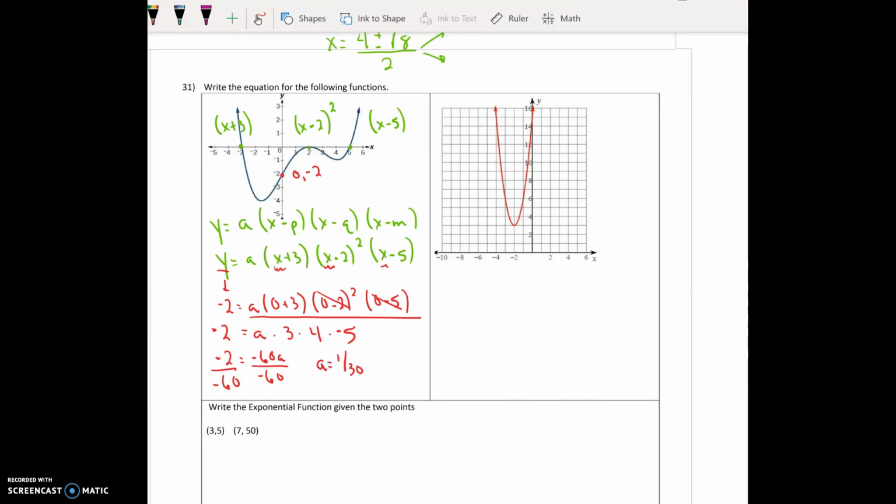And now we can write the equation. The equation is going to be y equals a, and then putting my factors back in, x plus 3, x minus 2 squared, and x minus 5. If you actually go to your graphing calculator and type this in, you should see a graph that looks like this. Okay, all right, moving on to the next one.